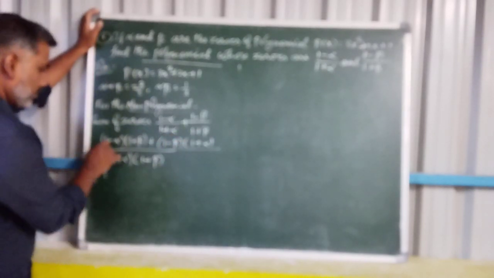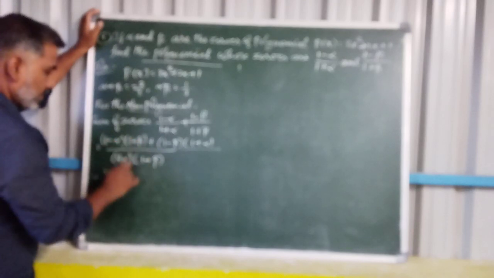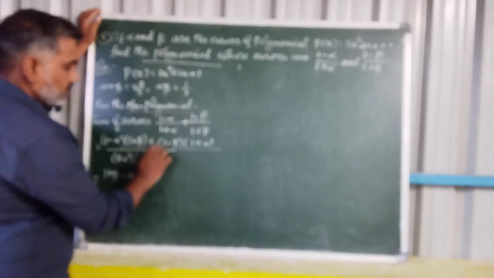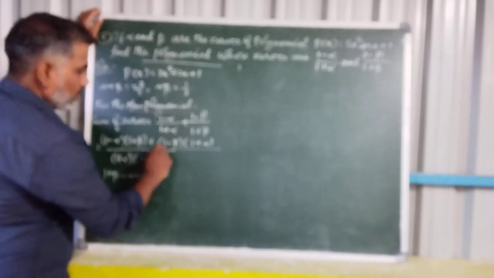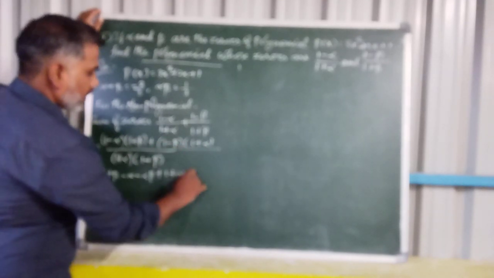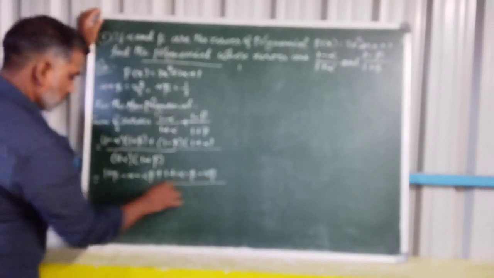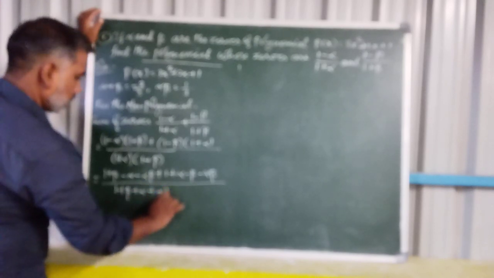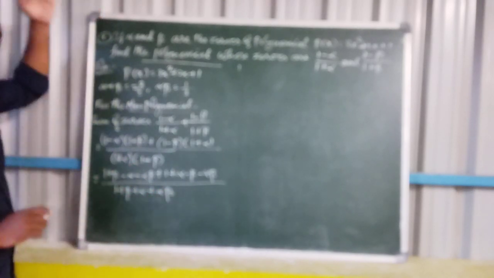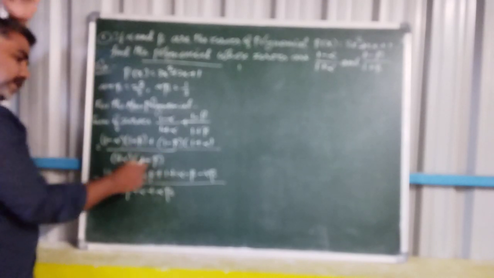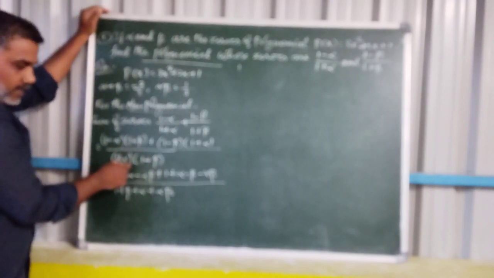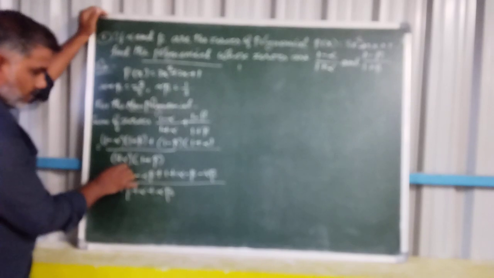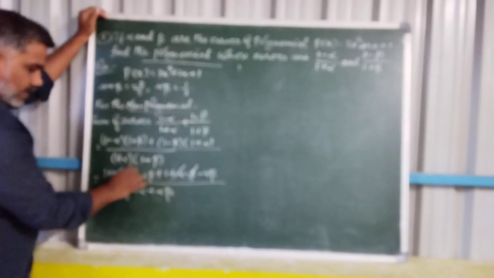So, 1 into 1 is 1, 1 into plus beta is plus beta, minus alpha into 1 is minus alpha, minus alpha into plus beta is minus alpha beta, plus 1 into 1 is 1, 1 into plus alpha is plus alpha, minus beta, minus alpha beta, divided by 1 plus beta plus alpha beta. We have to multiply 1 by 1, then 1 by beta, then alpha by 1, and then alpha by beta. Clear? Good. So, now we can cancel plus beta and minus beta, plus alpha and minus alpha.